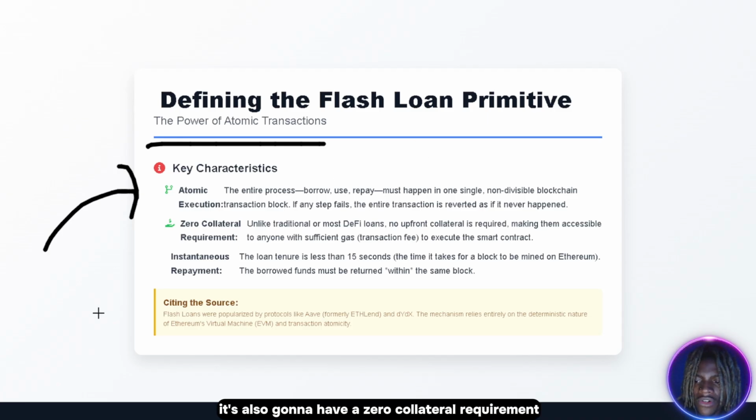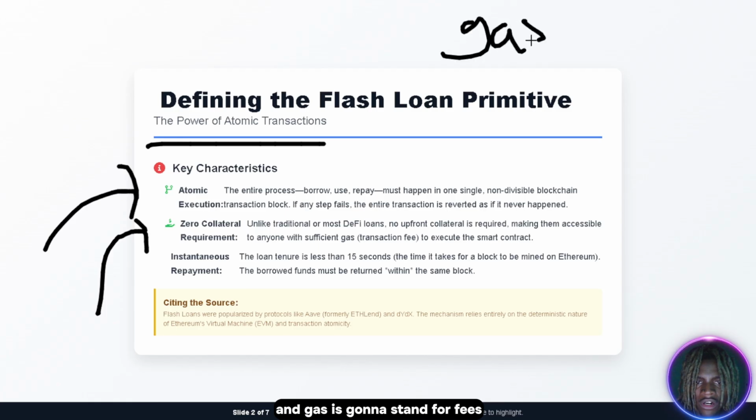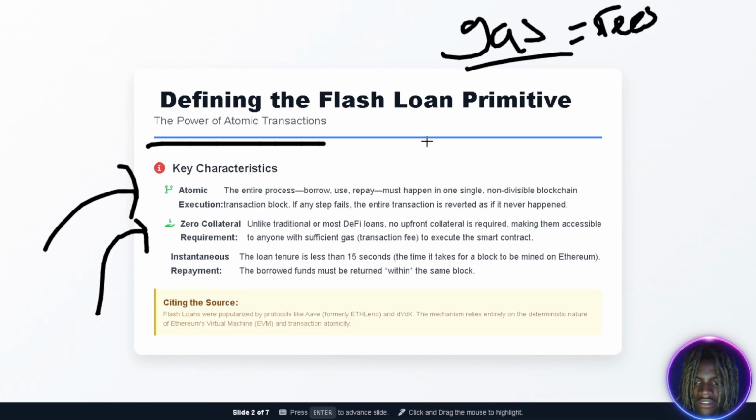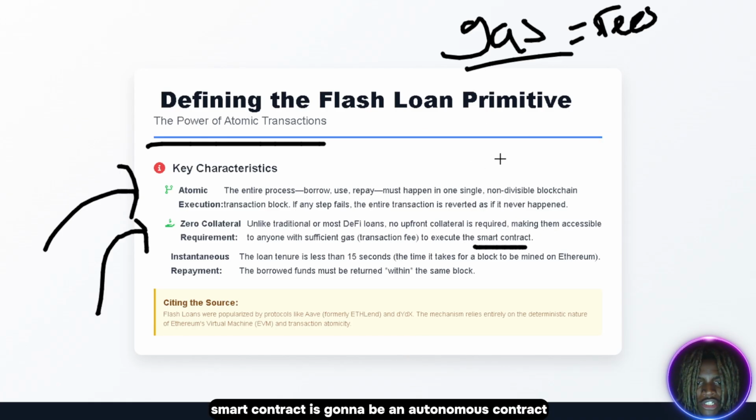It's also going to have a zero collateral requirement. Unlike traditional or most decentralized finance loans, no upfront collateral is required, making them accessible to anyone with sufficient gas. And gas stands for fees within the crypto world, if you ever see the term gas, to execute the smart contract. The smart contract is going to be an autonomous contract in which the crypto system works off of.